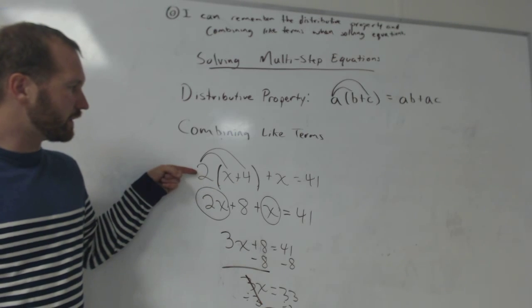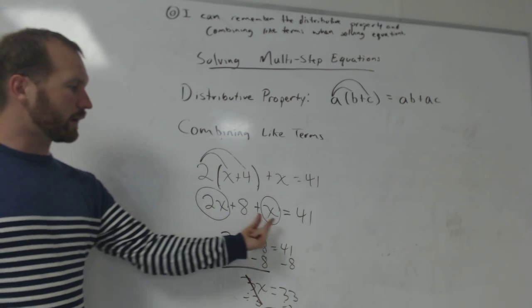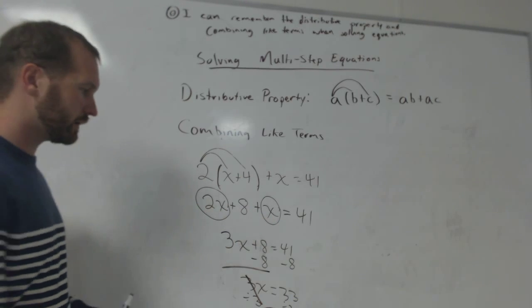What did we have to use? Distributive property, combining like terms. So 2 skills that we just practiced.